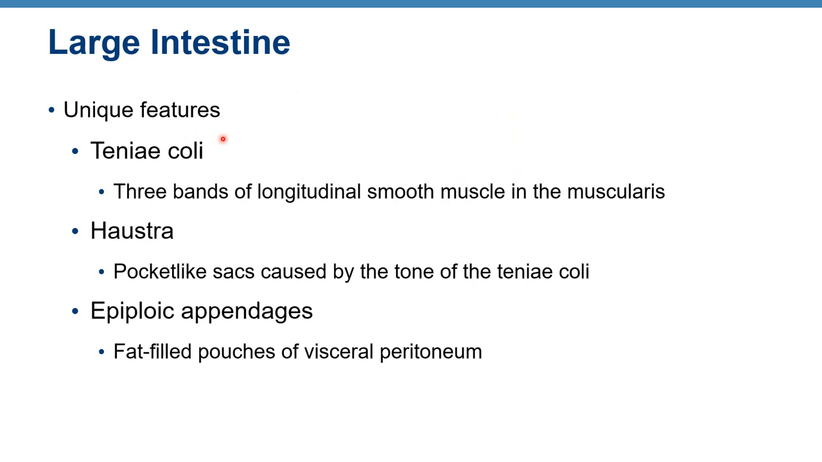So over here, these are unique features of the large intestine: taenia coli, three bands of longitudinal smooth muscle in the tunica muscularis externa; haustra, pocket-like sacs caused by the tension, or by the tone, of the taenia coli; and epiploic appendages, fat-filled pouches of visceral peritoneum.